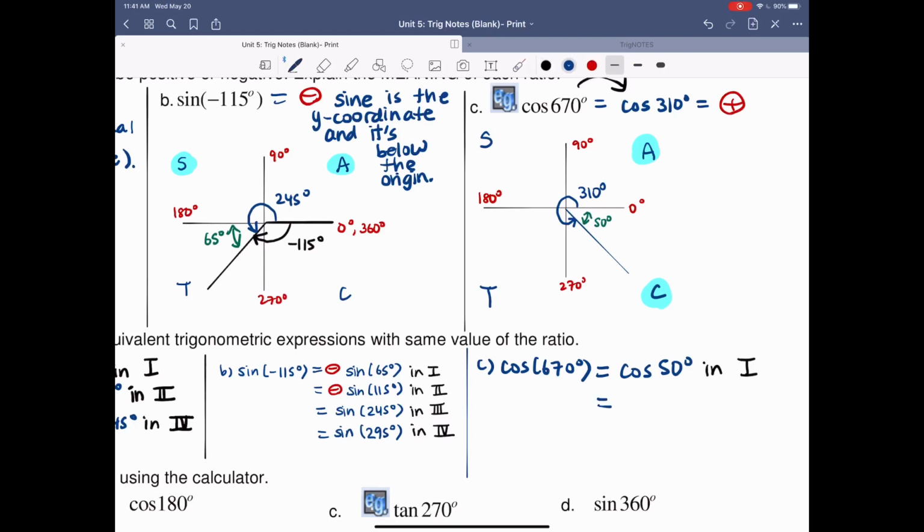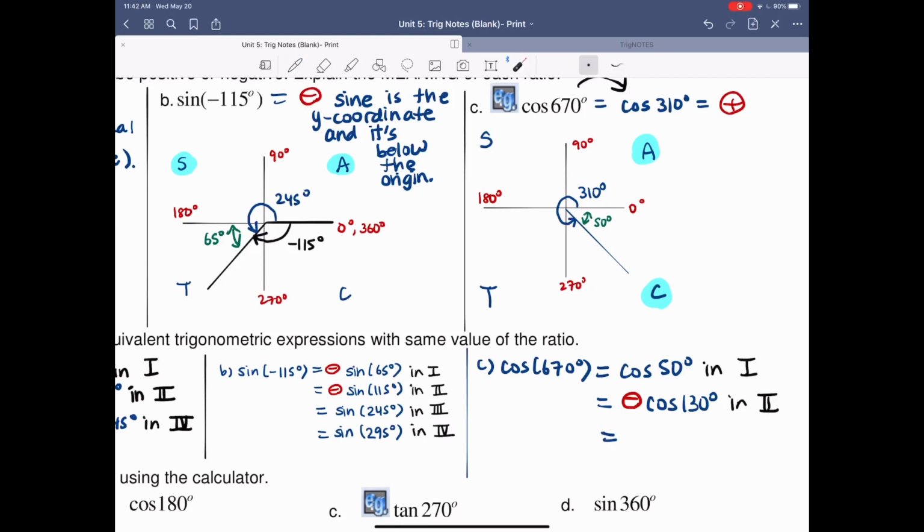On to the next one. If I go to my quadrant 2 and I imagine drawing my angle here, my related acute angle is 50 degrees, and so I'm doing 180 minus 50 degrees, and that is equal to 130. So first let me write cos 130 degrees, and that's in quadrant 2. But meanwhile, my cosine is negative over here, right? And so then I need to put a negative in front of my whole trig ratio to make up for it, so that cos 670 degrees does equal negative cos 130 degrees.